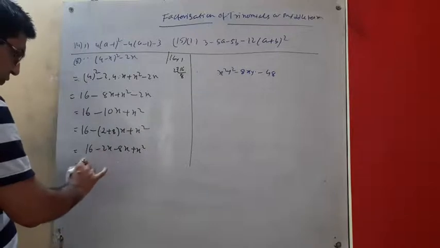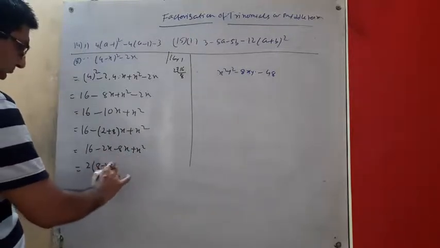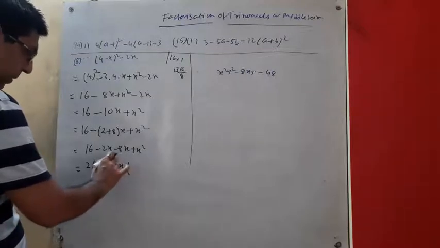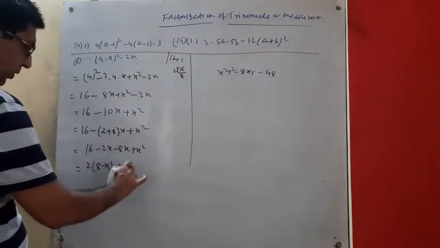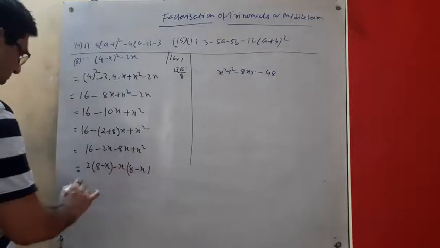So from these two take common 2, we get 8 minus x. And from these two we take common minus x. Why minus? Because the minus sign is here. So we get 8 minus x. Now multiply: minus 8x, minus minus plus x square. Okay, it is matching.